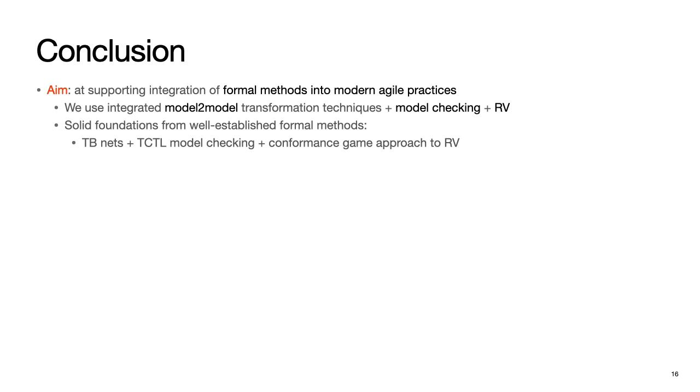Okay, so to conclude, let me just recap a bit the important points of this work, and then later on, if you want, we can explore a bit more the details during the question and answer session. So basically, the main aim is, of course, supporting the integration of formal methods inside modern agile practices. And in order to achieve this high-level goal, we try to integrate model-to-model transformation techniques, model checking, and runtime verification inside our methodology. And we try to fit this methodology inside the phases of the DevOps loop.